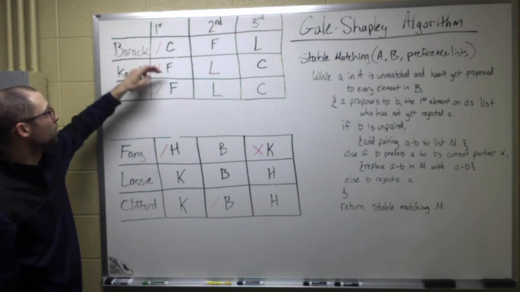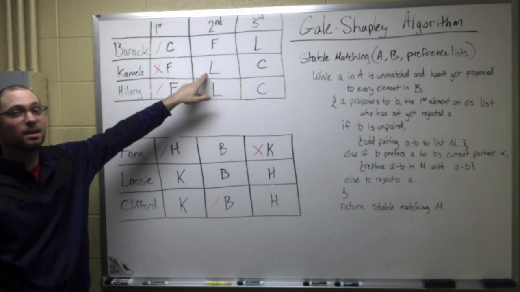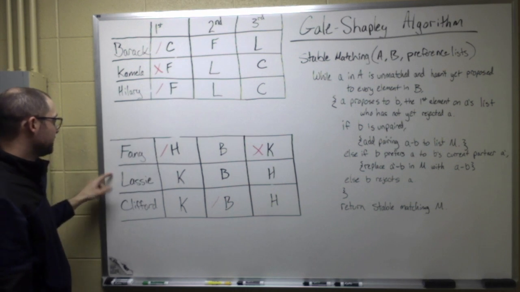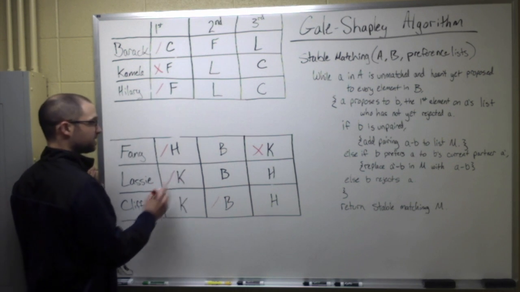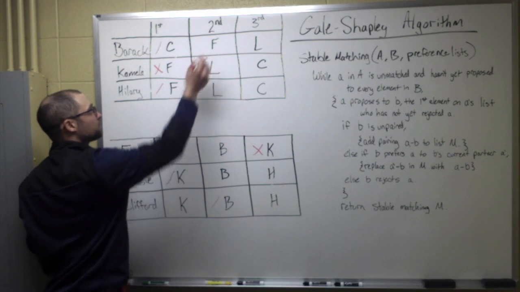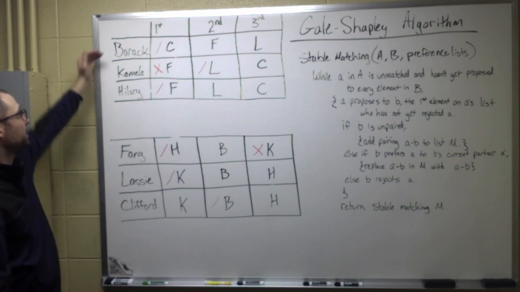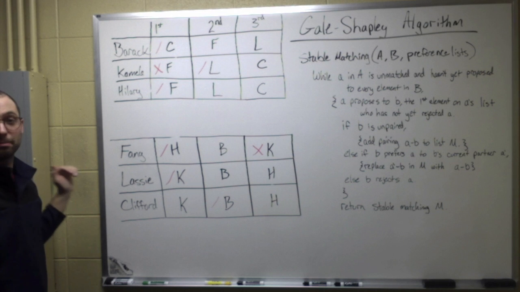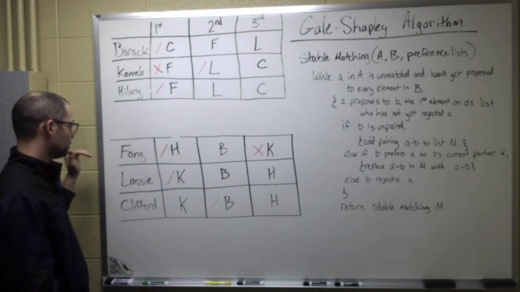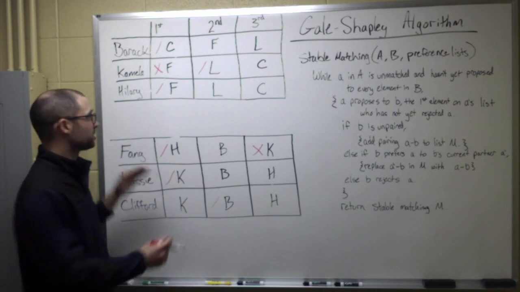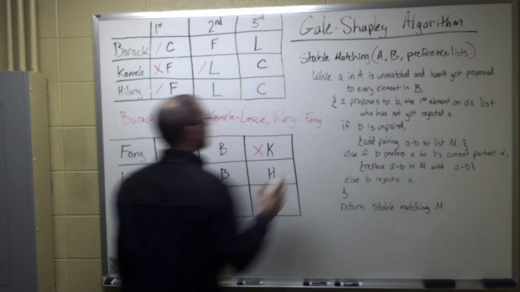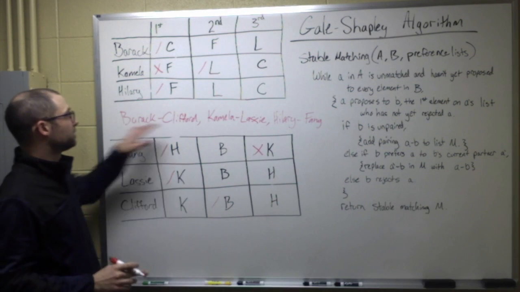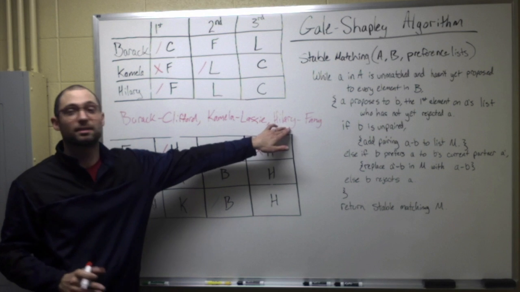So once through the algorithm, we still have someone who's unmatched. Kamala proposes to the next one on her list, and that's Lassie. And Lassie doesn't have a partner yet, so she accepts. And then everybody has a partner. There's no one who is unmatched. And so the algorithm terminates, and it returns this stable matching. It'll be Barack and Clifford, Kamala and Lassie, and Hillary and Fang.